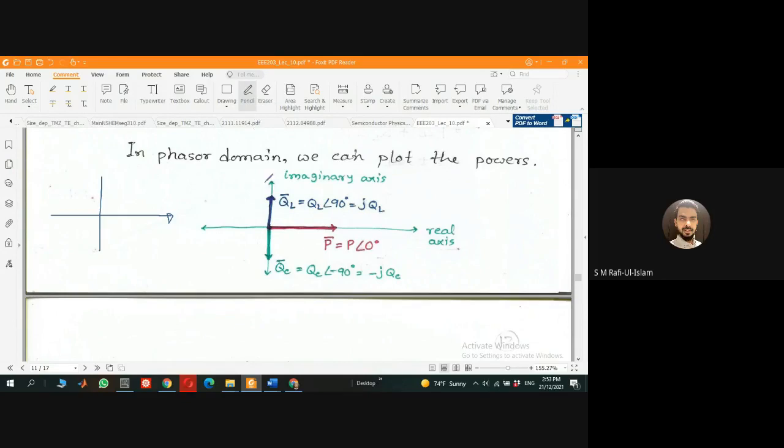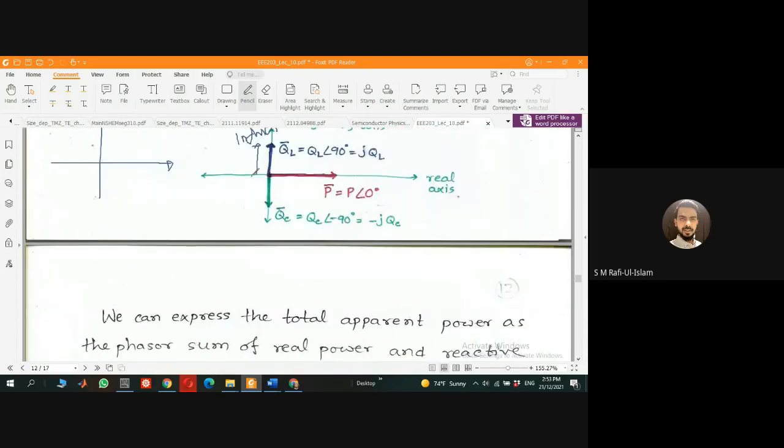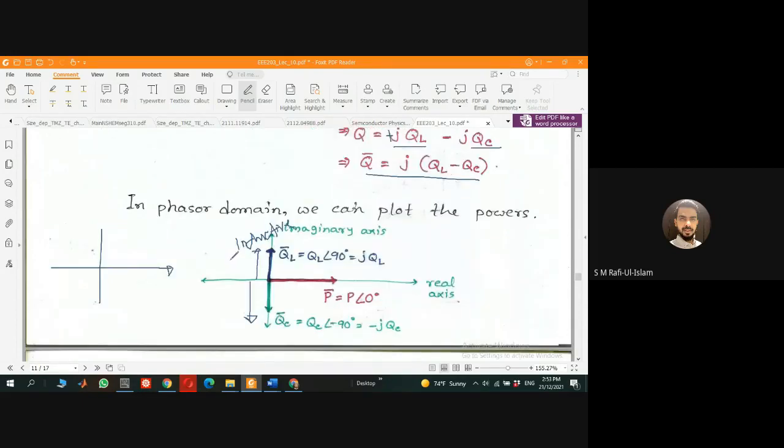So if I go for inductive reactive power, that inductive reactive power is positive, right? So that will go in the upward direction. This is the inductive reactive power. Similarly, if it is capacitive reactive power, there will be a negative sign. So negative sign means it will be pointing in the downward direction. And do you understand this thing? Hello. Yes, sir. Yes, sir.